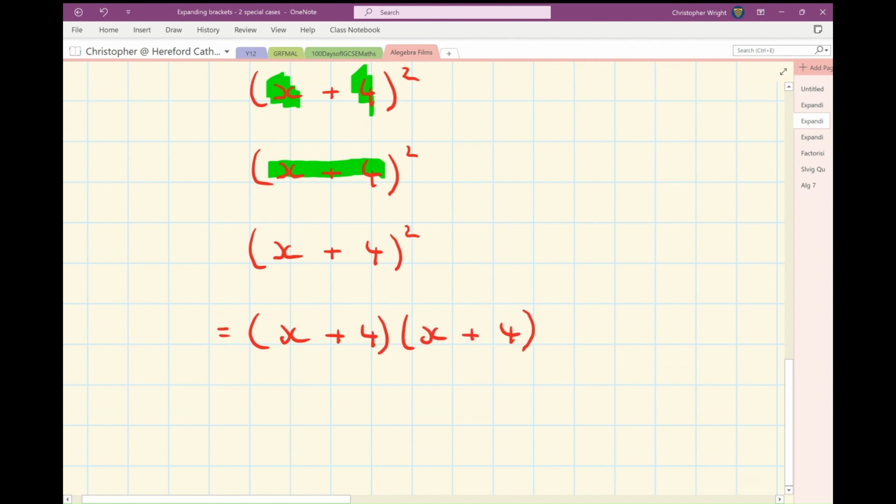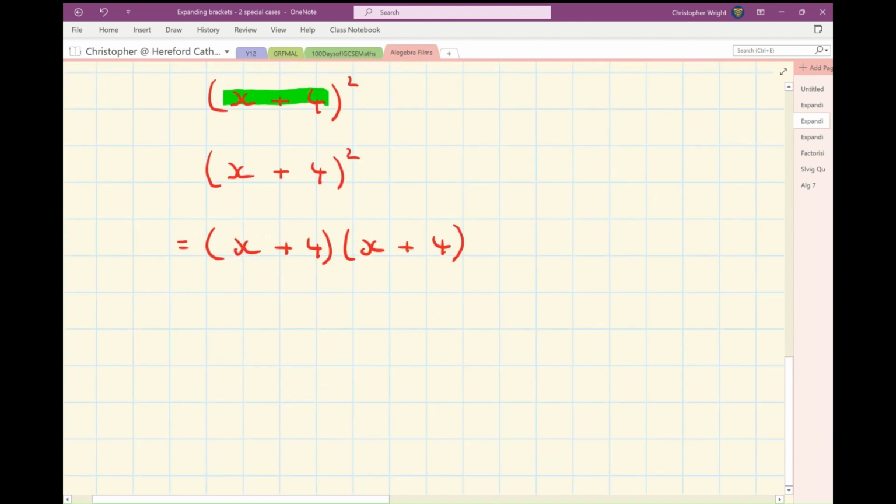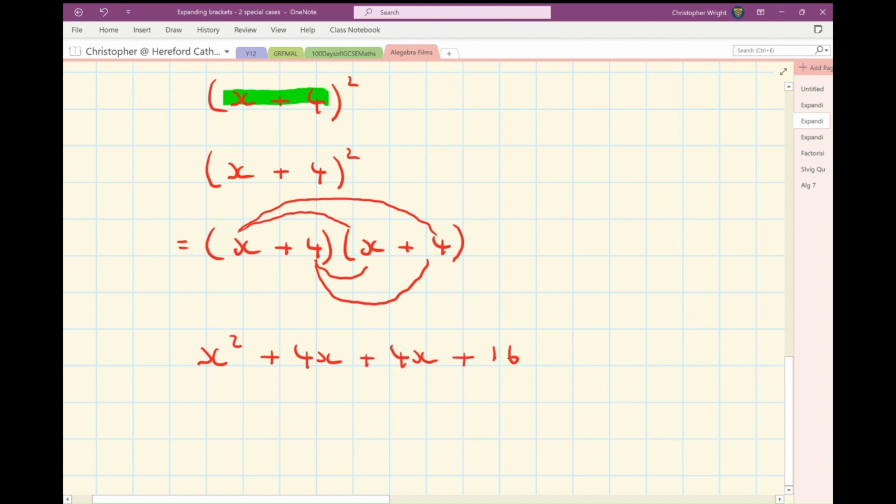Now, once you've written that, you simply have to employ your crab claw or Mr. Smiley or whoever it is you like to multiply out two brackets to work this out. I'm going to do the crab claw here. I'm going to do x times the x and x times the 4. And I'm going to do 4 times the x and 4 times the 4. So x times the x gives me x squared. x times the 4 gives me 4x. Now the 4 times the x gives me another 4x. And the 4 times the 4 gives me 16. So I have x squared plus 8x plus 16.